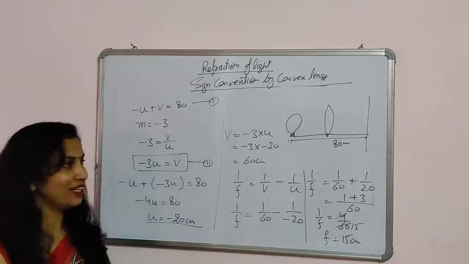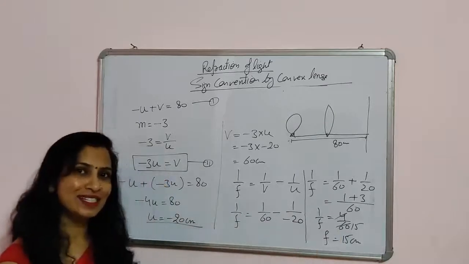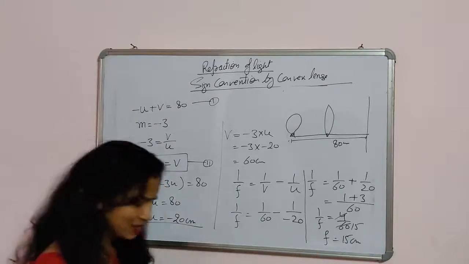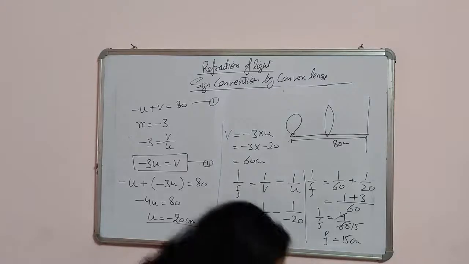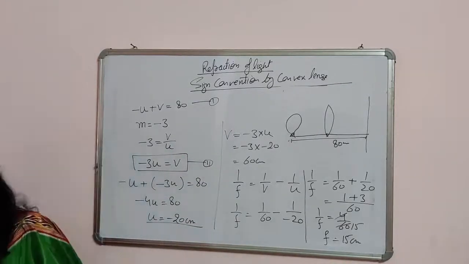So this is the focal length of the lens. The plus sign shows that the lens is convex. We know that this is a convex lens because in the question it is given that this is a converging lens, and the converging lens is obviously the convex lens.